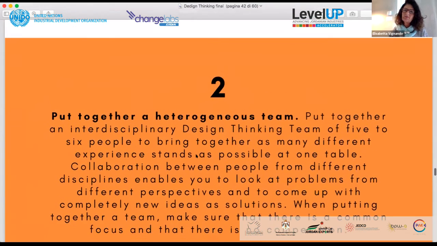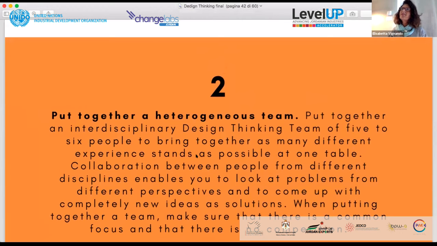So then point 2, put together a heterogeneous team. The design thinking approach, which is a design strategy of your company, is a human-centered approach. So put together 5-6 people in your company from different experience around the table, and just start to evaluate and understand the problems and come up with solutions from different perspectives and different skills.